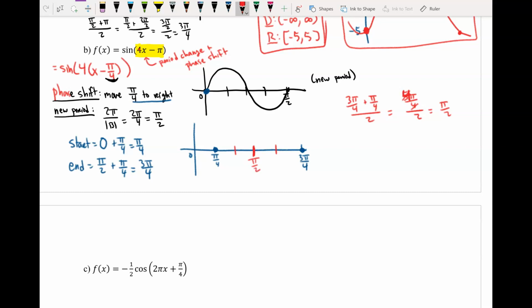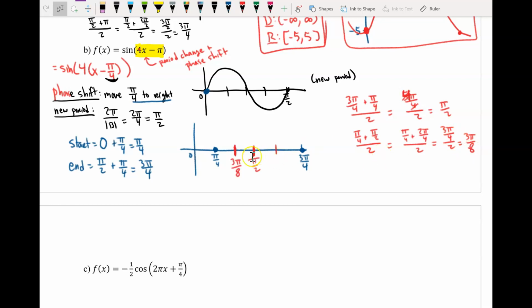Now let's figure out this middle one, that's going to be between pi over 4 and pi over 2. So I'm going to add these two and divide by 2. This is going to give me pi over 4 plus 2 pi over 4 divided by 2. 3 pi over 4 divided by 2, which gives me 3 pi over 8. Okay, so that's how I get this one. This one's going to be 3 pi over 8.